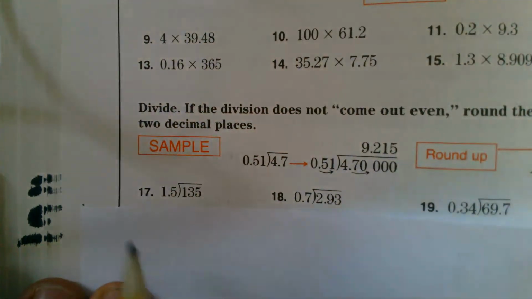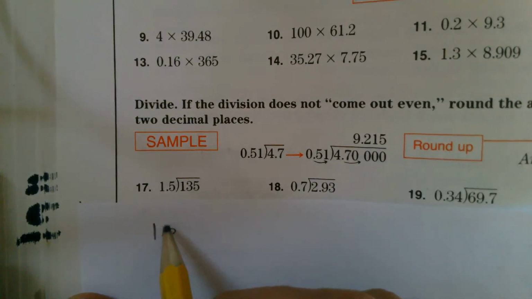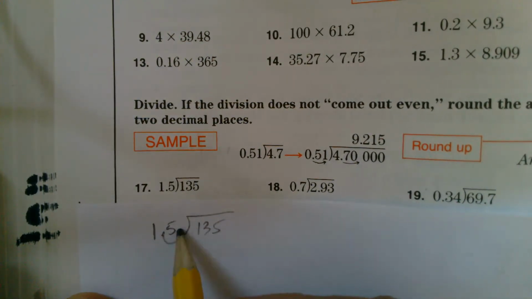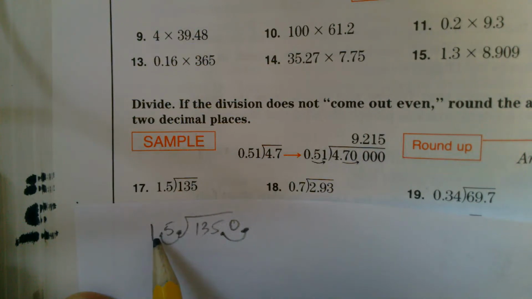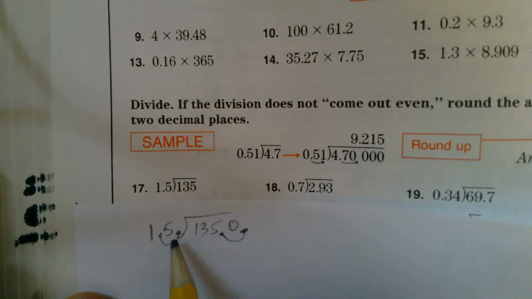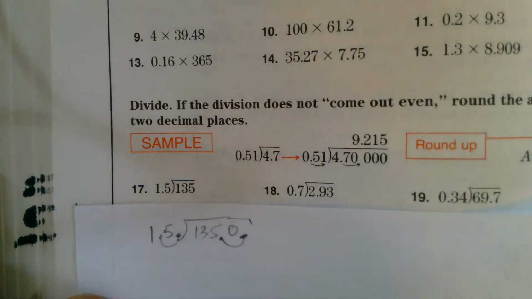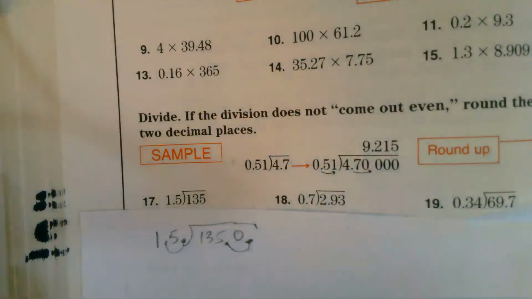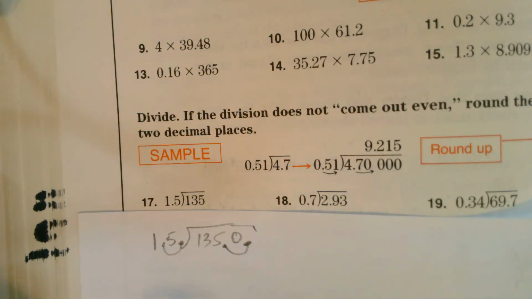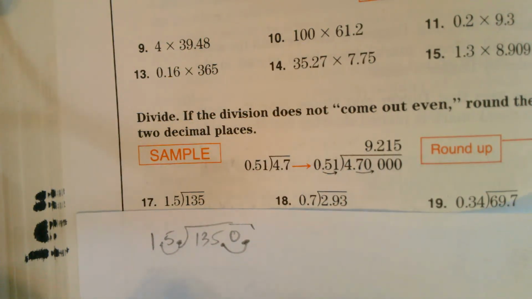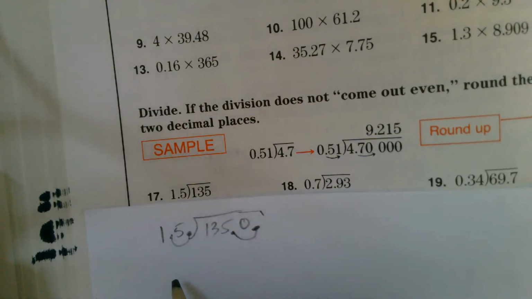What was the first step here? We want to move this decimal. Well, that's the first step. So if we move this here, that means we can move it one over here. So it's equivalent to 1,350 divided by 15. Okay, that's a bit easier. 15 can go into 13, no. 15 can go into 135.